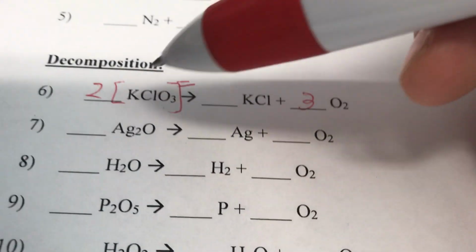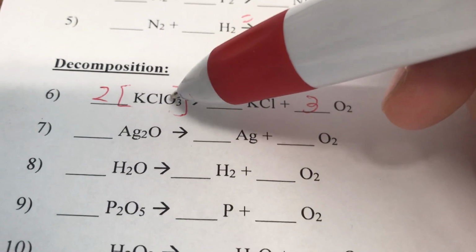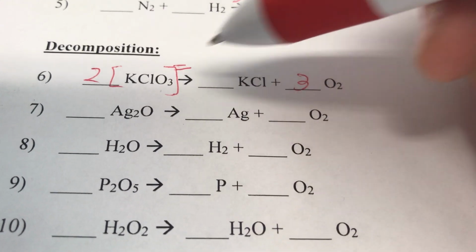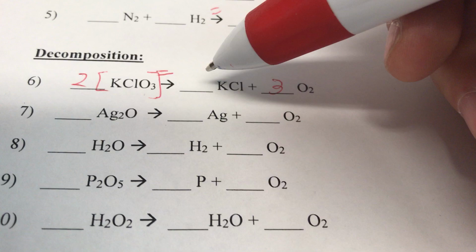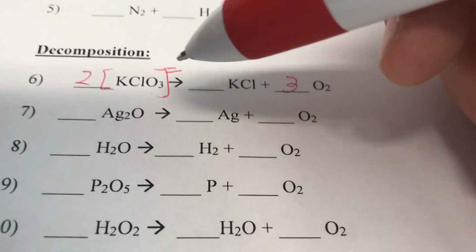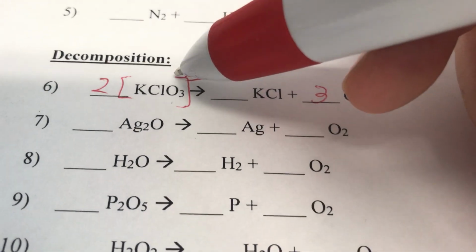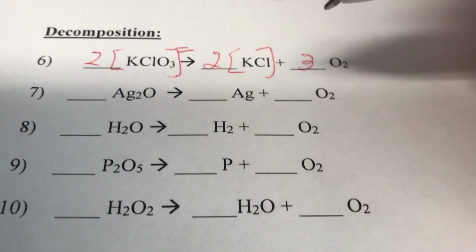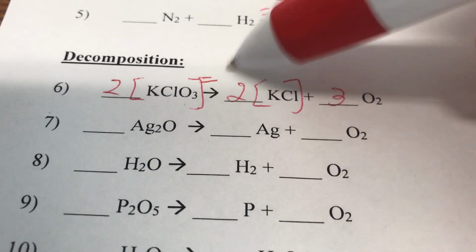Now, before, K was happy, Cl was happy. But now K is not happy, Cl is not happy because I changed the number. So every time you put a number on, you can't say it's still balanced. Sometimes it was balanced before, and now it's not. So you always need to check. K is not happy because 2K and 1K, 2Cl and 1Cl. How can I make it balanced? I'm going to put the 2 in front of KCl. Always go back to check every time you put a number on. 2K, 2K, 2Cl, 2Cl, 6O, 6O.